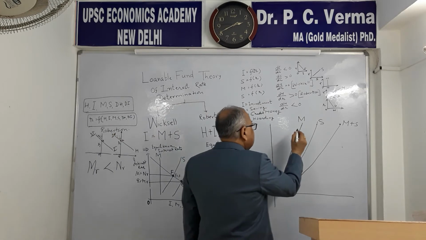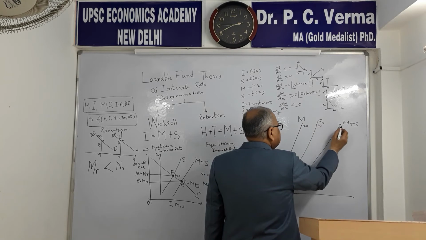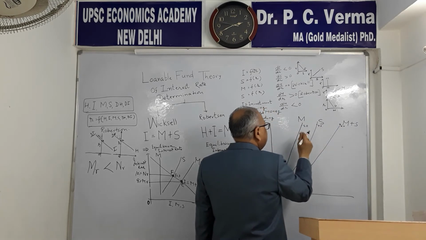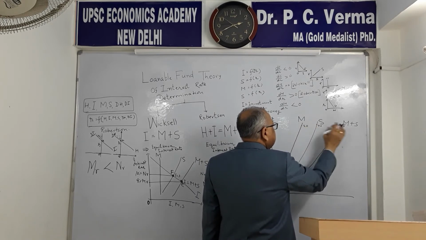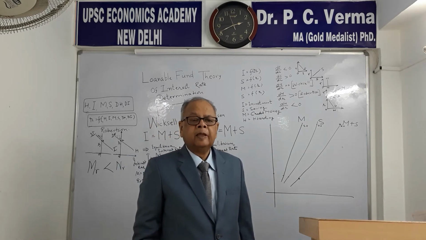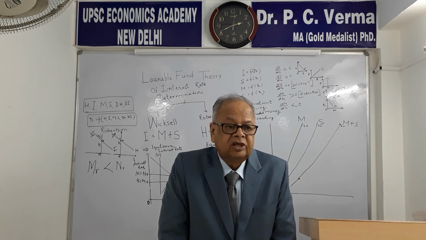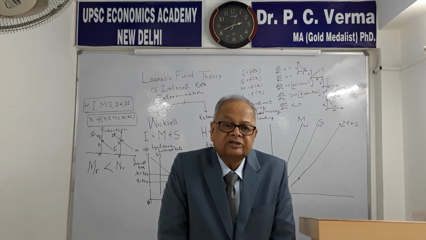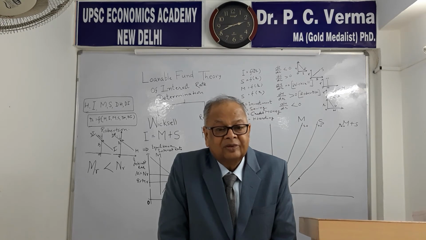For your knowledge, suppose this is 20, this is 40, this will be 60. How can you get it? This distance is added to this. 40 plus 20 will be 60. This is known as lateral summation. This technique is known as lateral summation of two curves to get a third curve. The first curve and second curve are added and you will get M plus S.